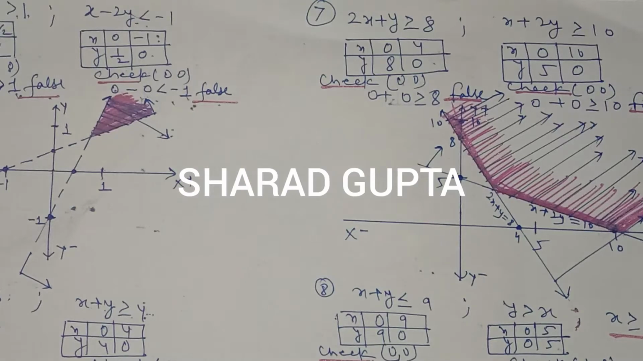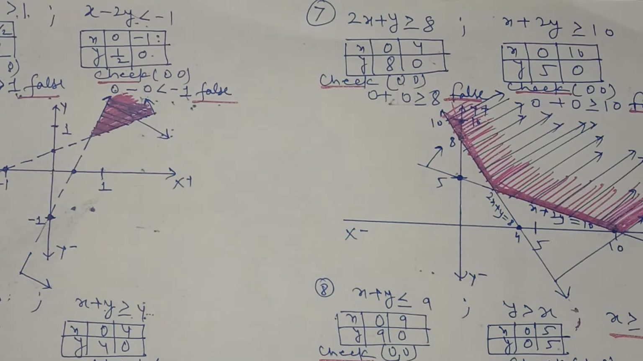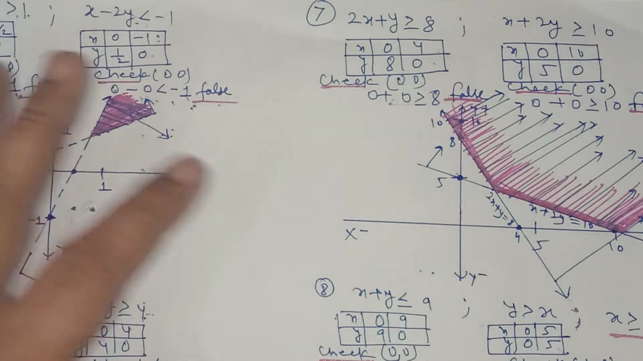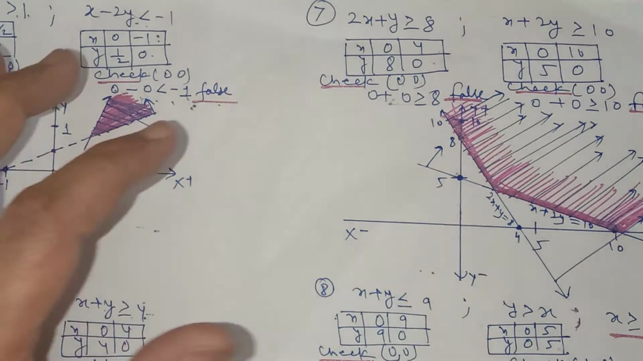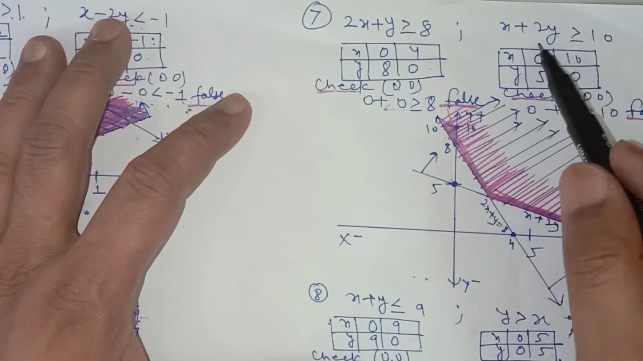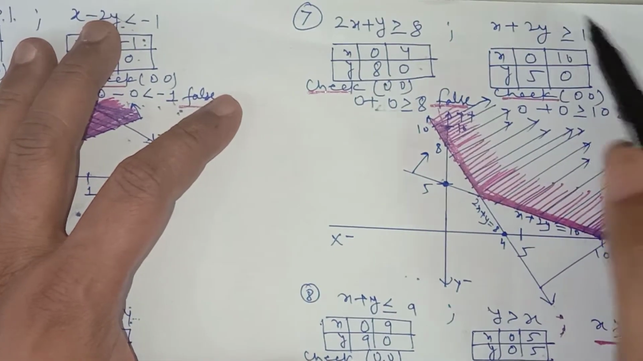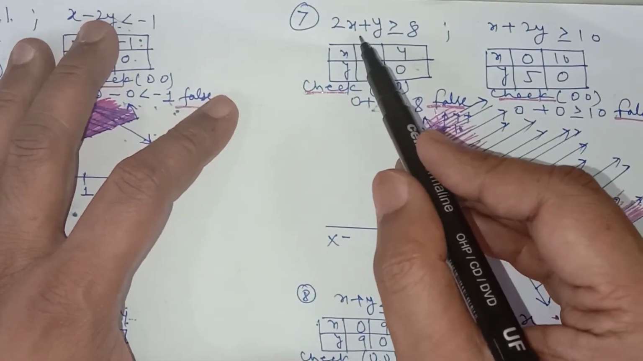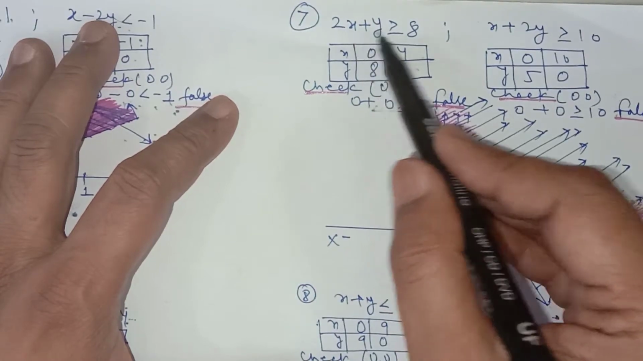Hello, this is lecture number 6 for the chapter Linear Inequations, and we are discussing exercise 6.3, which contains the graphs of the linear inequations. We have done up to question number 6. Now in question number 7, we have 2x plus y greater than or equal to 8 and x plus 2y greater than or equal to 10. Again, find the solution set for this.